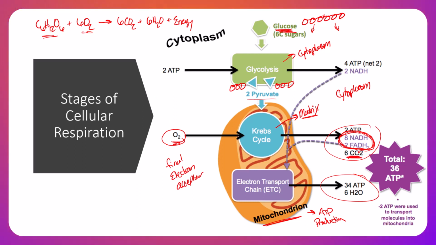You can see throughout the process that we're producing CO2, which is going to be released to the atmosphere. H2O is also produced and released to the atmosphere. You can see it here. And energy is made, which is the whole purpose of the cell respiration pathway, which is what we're getting out of the final stage for a net total of 36 ATP per glucose.